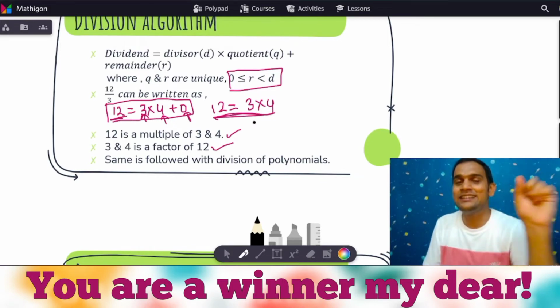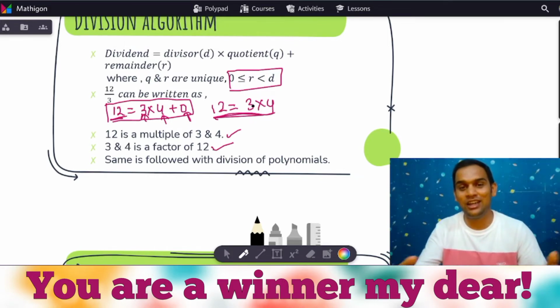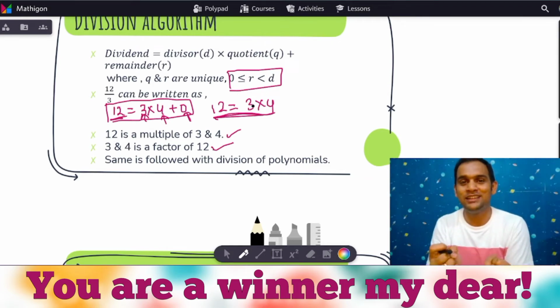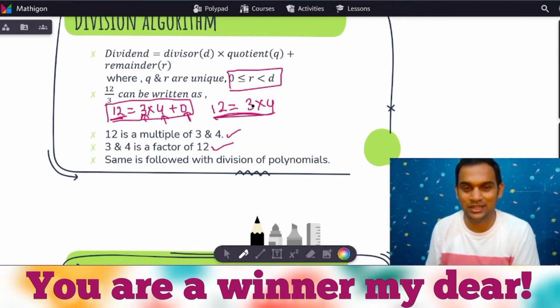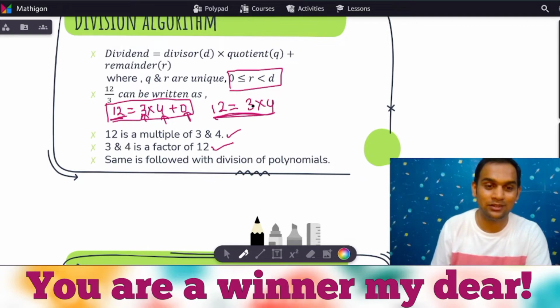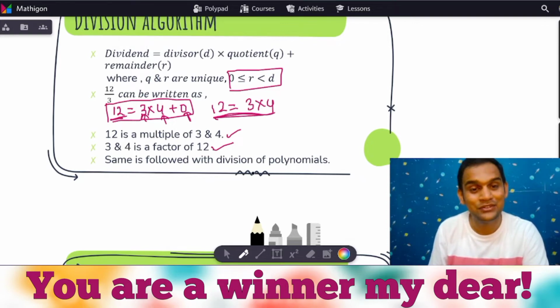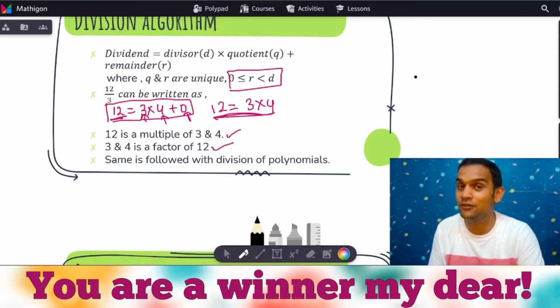So this observation and the division algorithm are the basis for what we are going to study in detail about the remainder theorem. The same division algorithm is followed for division of polynomials as well. Now we started with division of algebraic expressions. Obviously polynomials are also a type of algebraic expressions, right? So the same criteria is followed.